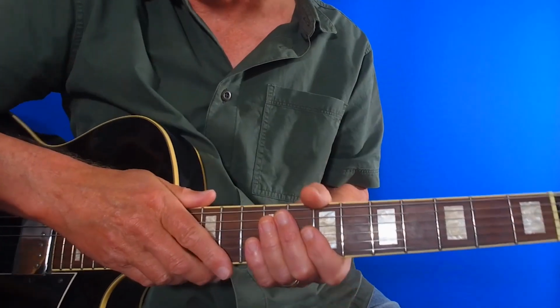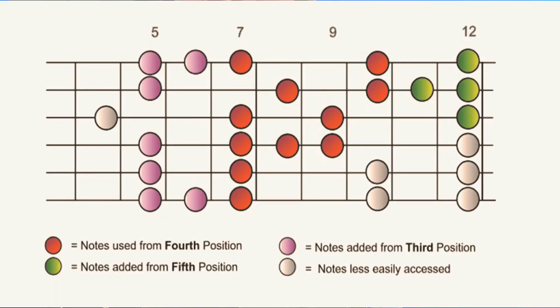Now let's take a look at how we can easily access the 2 positions either side of the 4th position, the 3rd and the 5th positions. We can see the most accessible notes in the 4th position coloured red in this diagram. The 2 grey notes on the bottom 2 strings at fret 10 are not so easily accessed with the stronger fingers.